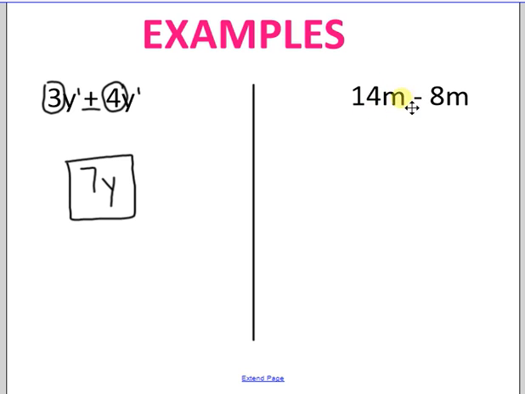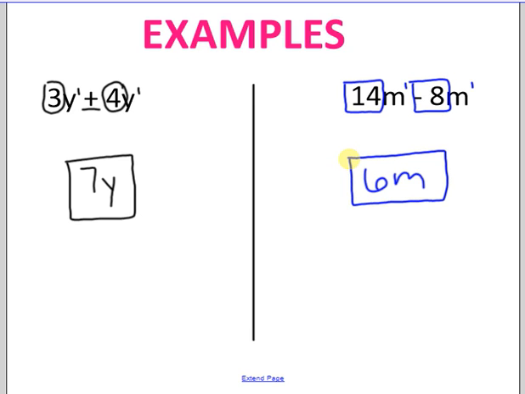Let's try this one. So I have 14m to the first power minus 8m to the first power. So it's m to the first power, m to the first power. These are like terms, so I can combine them. So I have 14 as my coefficient, and then I have minus 8 right here. Remember, I always take the sign in front. So 14 minus 8 is going to be 6, and then I keep the variable with the exponent. So 6m is my answer.